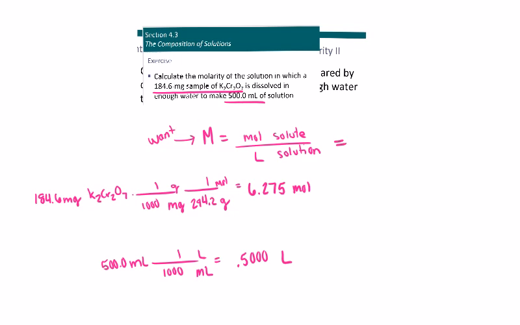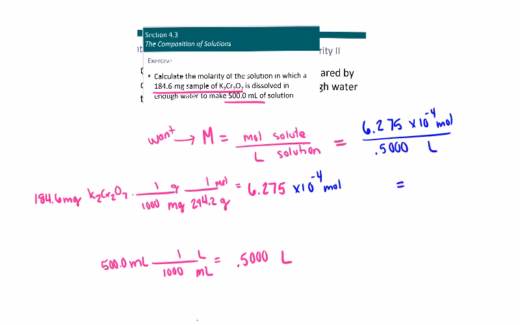Milligram to gram, gram to mole, and then just milliliters to liters. So now to calculate our molarity, I'm just going to take the moles. Oh no, I forgot my exponents. Sorry, I forgot my times 10. So 6.275 times 10 to the negative 4 moles divided by my liters, 0.5000 liters.